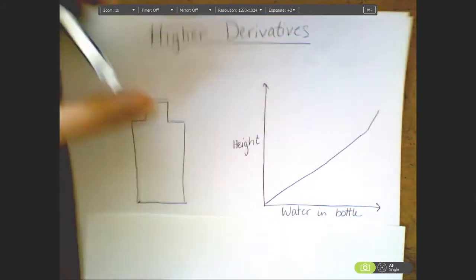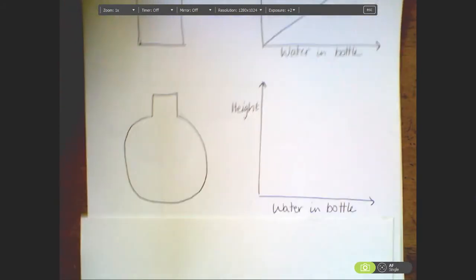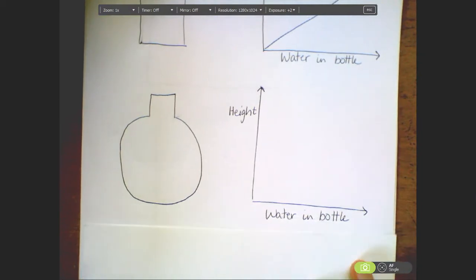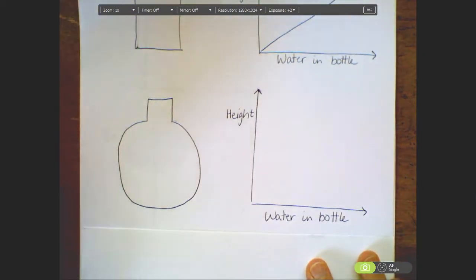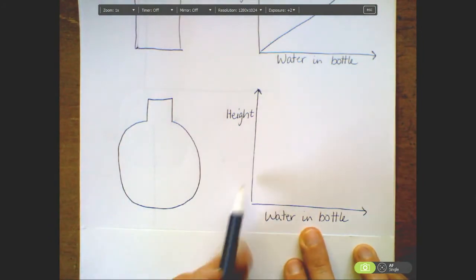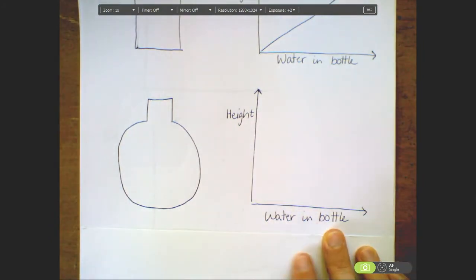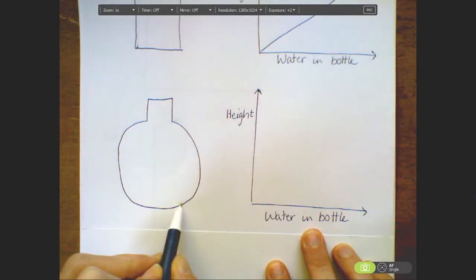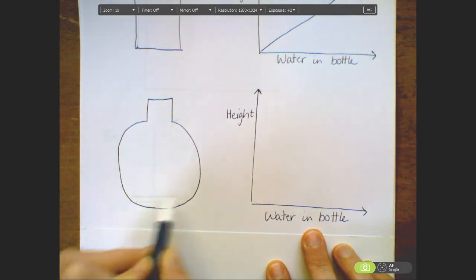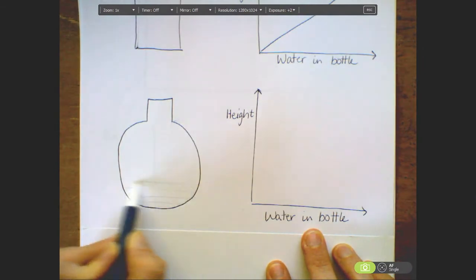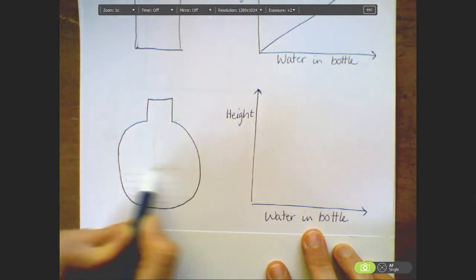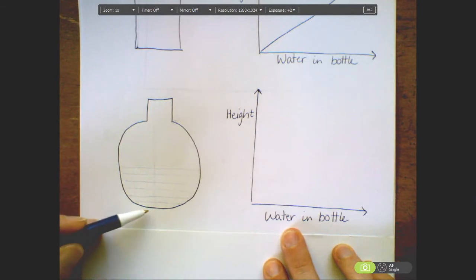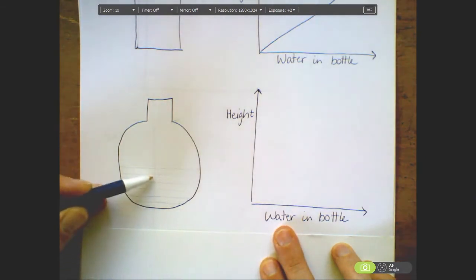Now let's look at a different bottle. So this is supposed to be a perfectly circular bottle. My picture's a little funny because I'm not very good at drawing things. And let's think about what happens to the height of the water in the bottle as the volume of the water increases. Notice that I can think about taking slices of equal height along this bottle. And we see that initially a small amount of water is going to increase the height more rapidly.